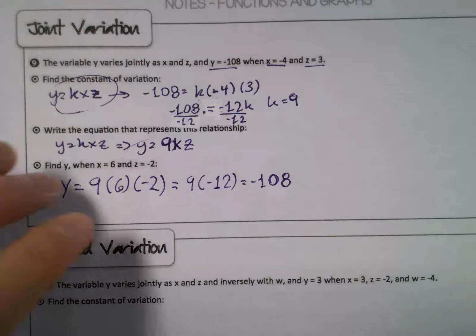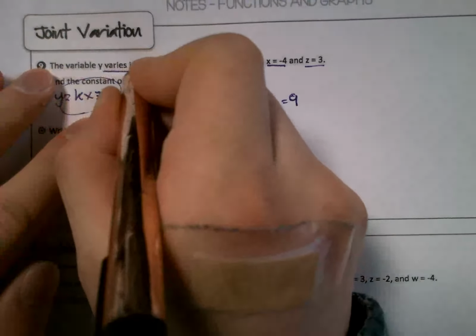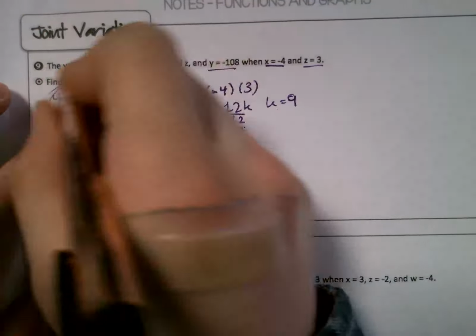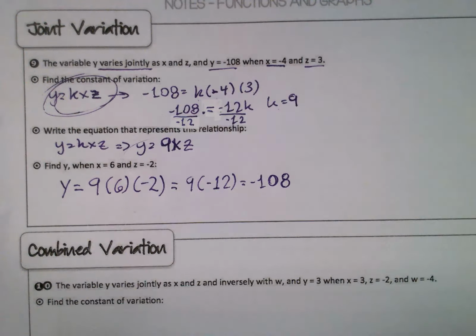Again, the wording is what you really need to pay attention to. When it says varies jointly, you need to think of this equation. That will tell you where you need to go calculation-wise. Any questions on that one?